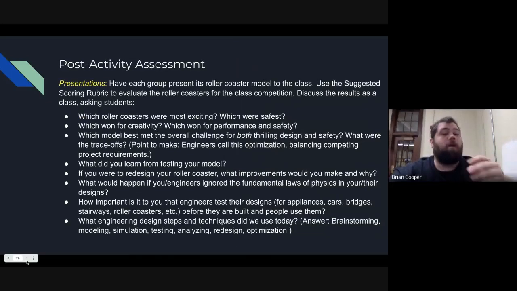And then if you want, you can have them do presentations. Have each group present its roller coaster model to the class. Use the suggested scoring rubric to evaluate the roller coasters for the class competition. Discuss the results as a class.